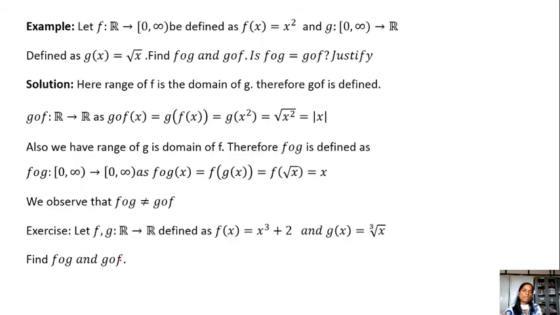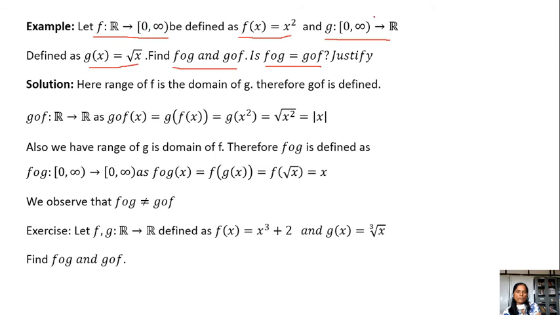So let us see how to find composition. For that, consider a function f from R to [0, infinity), defined as f of x equal to x square, and one more function is given, g from [0, infinity) to R, defined as g of x equal to root x. Find f composite g and g composite f, and further we have to identify whether these two composition maps are equal or not.